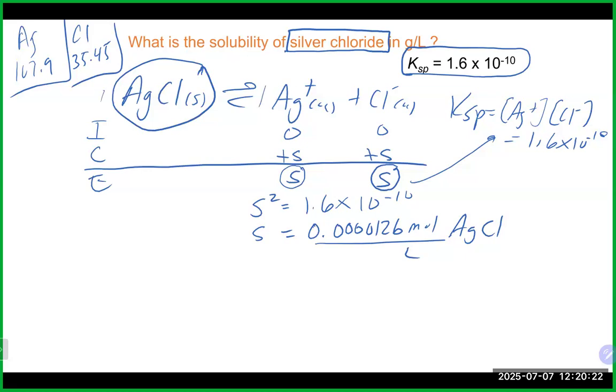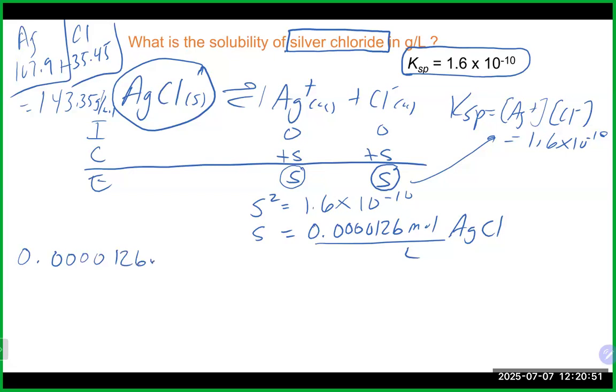So we end up with the same number if we're doing some stoichiometry. So with that being said, we're looking for it in grams per liter. To go from moles per liter to grams per liter, we need the molar mass of silver chloride here. So we're just going to add these together, and that's going to get us 143.35 grams per mole. We're going to use that as our conversion factor here.